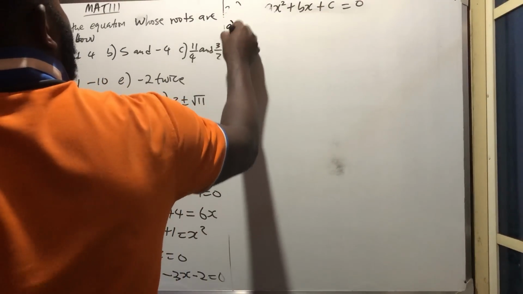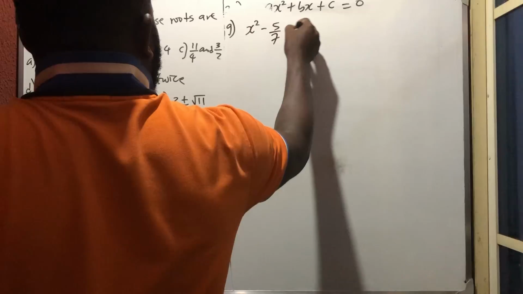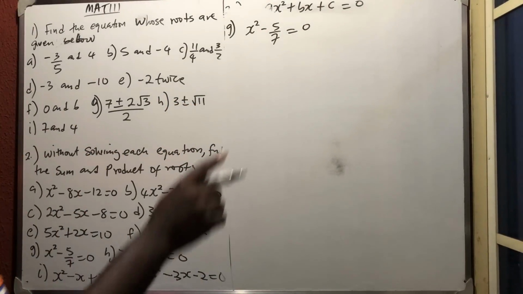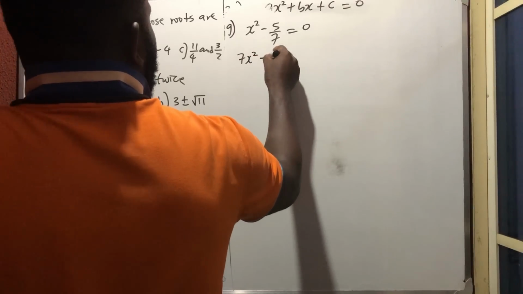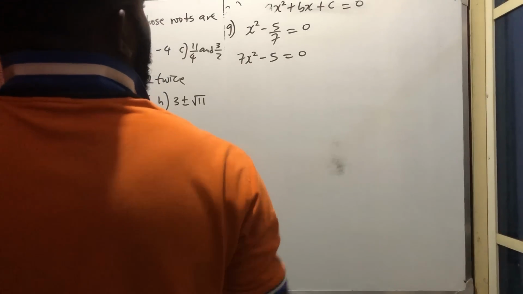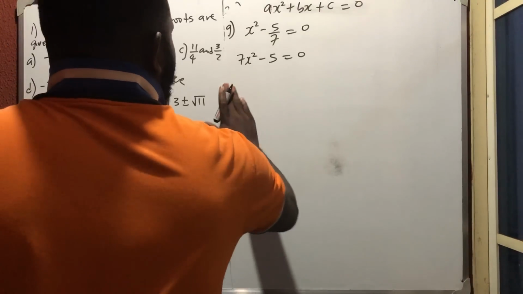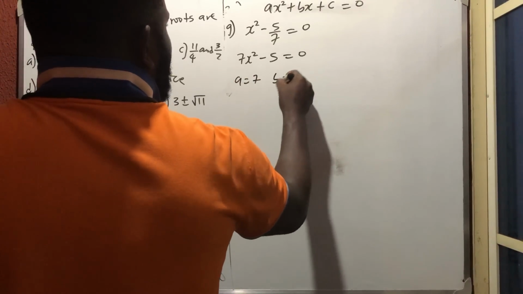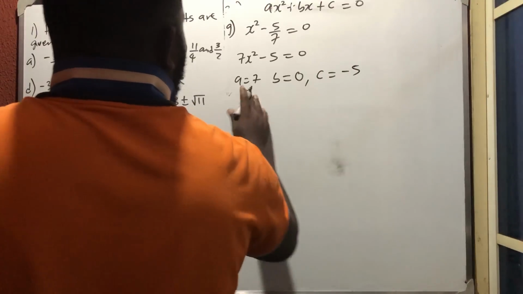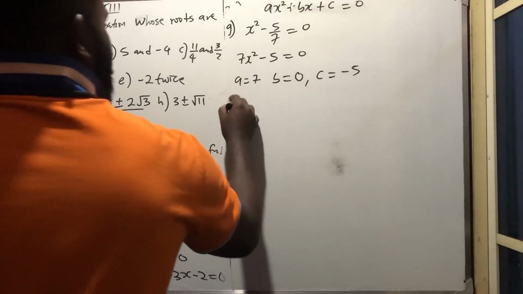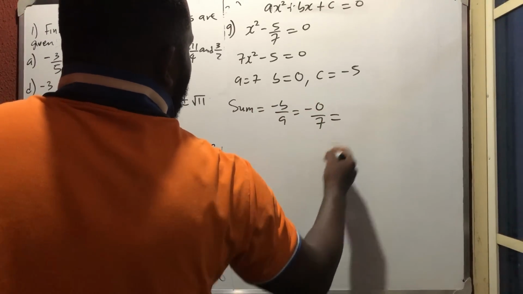So for G and H, G said x squared minus 5 over 7 is equal to 0. I can decide to multiply everybody by 7 so that the denominator can disappear. So I have 7x squared minus 5 is equal to 0. Now if I want to arrange it in this form, my a is 7. There is no b because there is no x term, so my b will turn to 0. And my c will now be minus 5. So the sum is minus b over a, which is minus 0 over 7. 0 divided by 7 is 0.